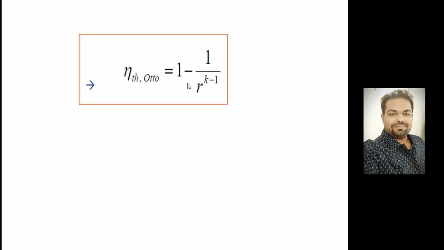So from this we can say the efficiency of the Otto cycle is a function of compression ratio. The higher the compression ratio, the higher the efficiency of the Otto cycle. But there is a limitation on compression ratio. We cannot go beyond a certain compression ratio because of the pre-ignition detonation problem of the fuel.